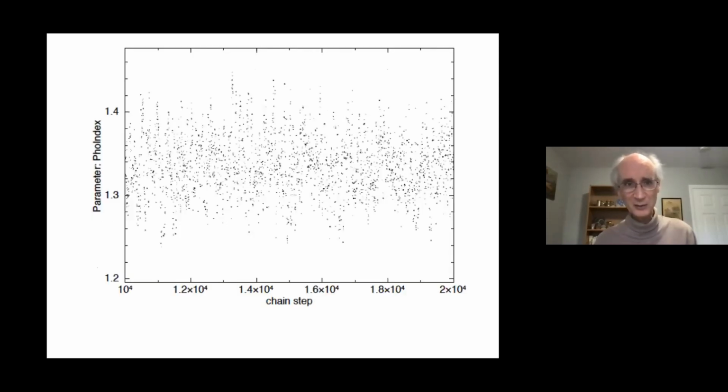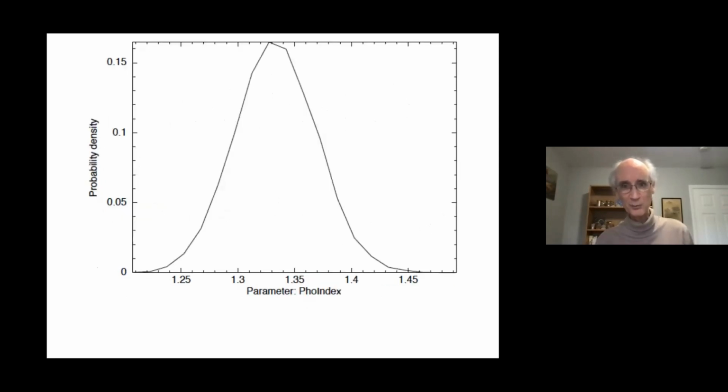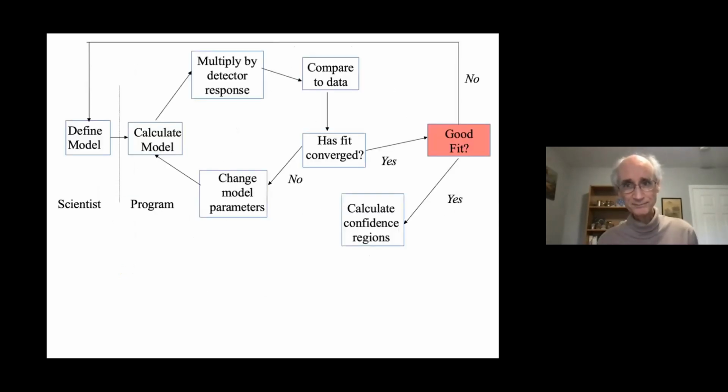Okay, this was just a quick example of running an MCMC code in XSpec for a simple model, where we're running through chain steps, and you can see the parameter measuring a photon index, and then you end up with this probability density plot. So you can say the best fit is the peak of that plot, and the width is telling you how well you can determine that parameter.